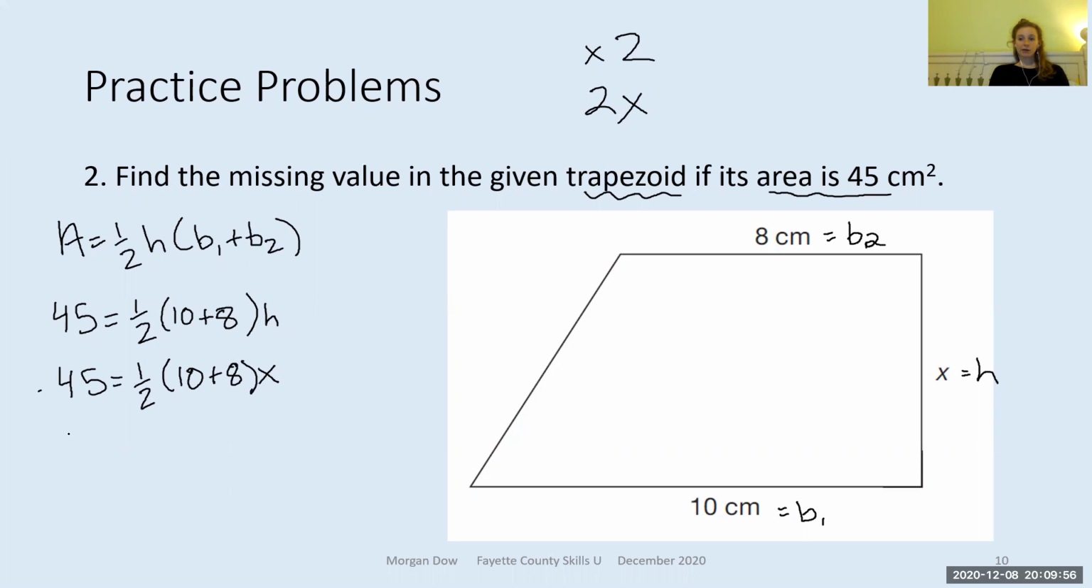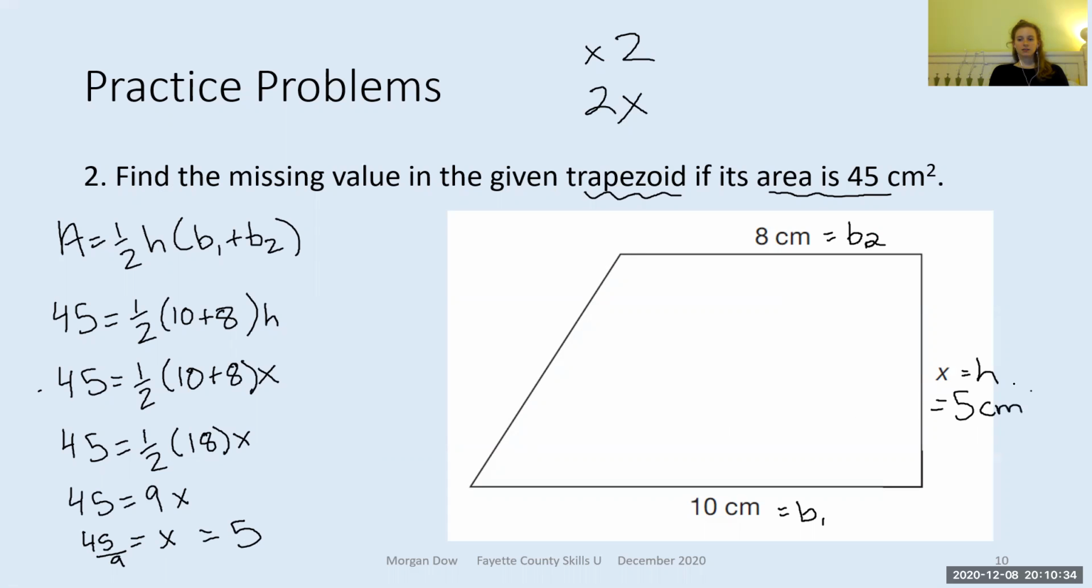Okay, so now we're going to do as much of these calculations as we can without knowing what x is. So I can go ahead and add those bases together to get 18. And then we want half of 18, which is 9. So 9 times some number x gives us 45. You might know that off the top of your head, but if you're not sure, to solve for x, you would divide 45 divided by 9. That means that x is 5. So the height of our trapezoid is 5 centimeters.